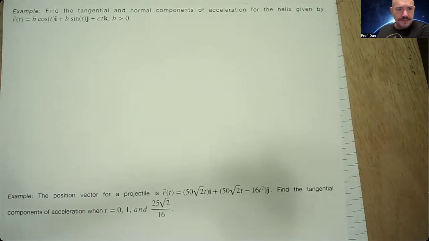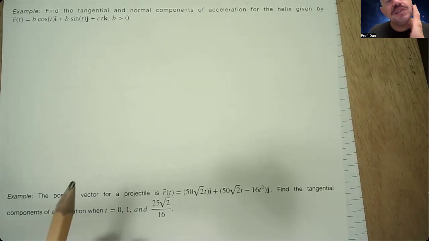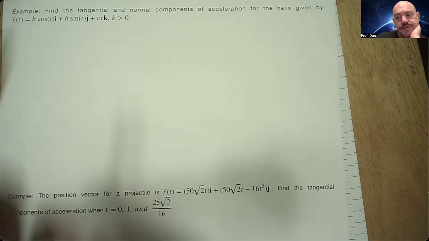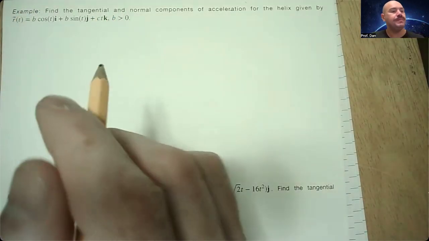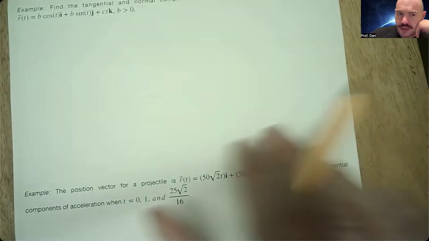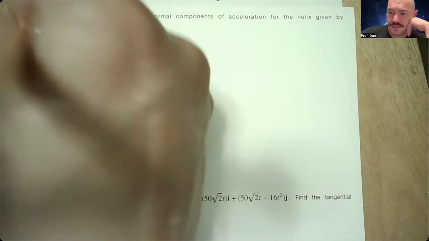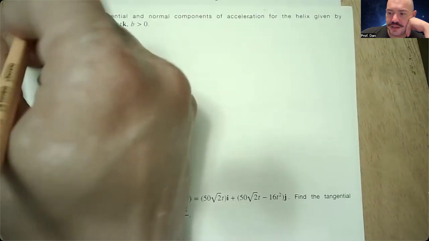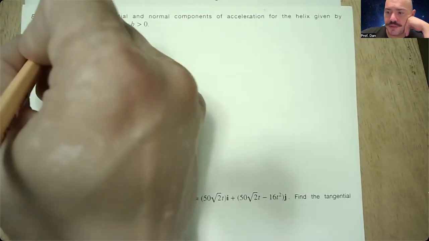Okay, now with that said, let's do 2 more examples. We want to find the tangential and normal components of the acceleration for a helix. Here we don't know the value of b, we just know that it's a positive number. With that said, remember for all of these, we have to start off by figuring out our velocity vector, r prime.